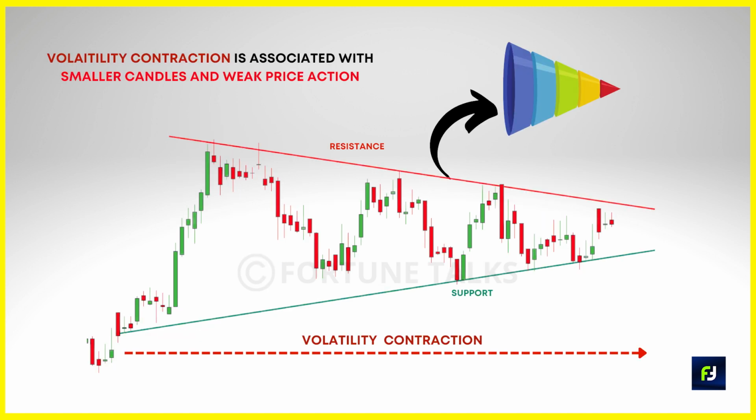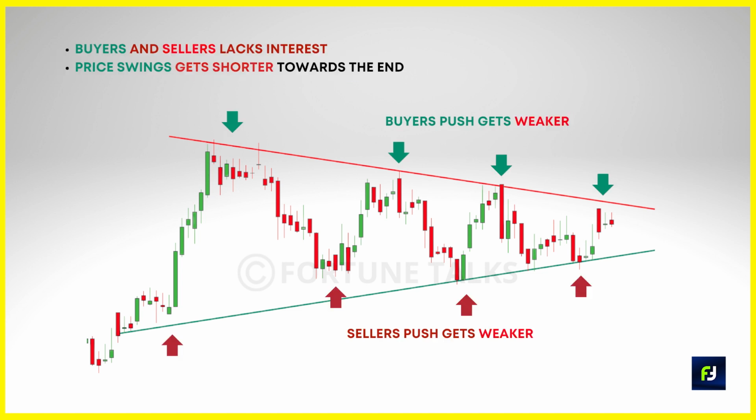The pattern looks like a funnel with the price squeezing from left towards the right with a contraction in volatility, which is associated with weakening of candlesticks and price action. Now, what does the price action indicate? It simply means that neither the buyers nor the sellers are interested in buying or selling. This is evident from the lower highs forming the upper trendline resistance, showing a lack of buying pressure, while the higher lows into the lower trendline support signal a decline in selling pressure.